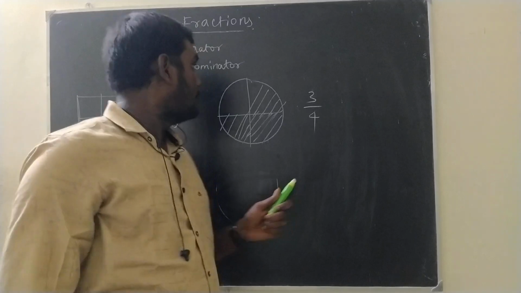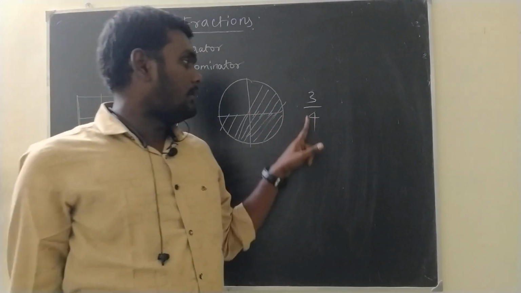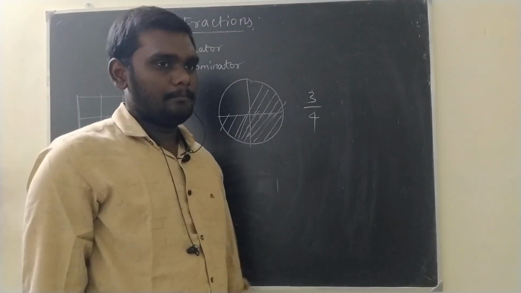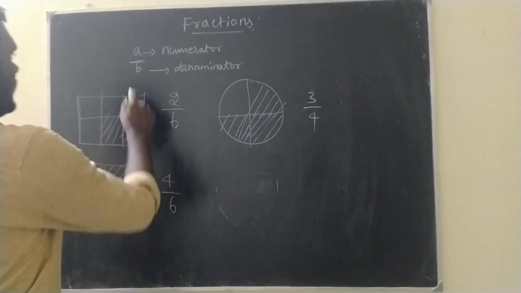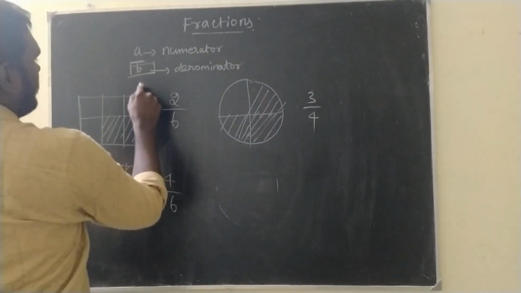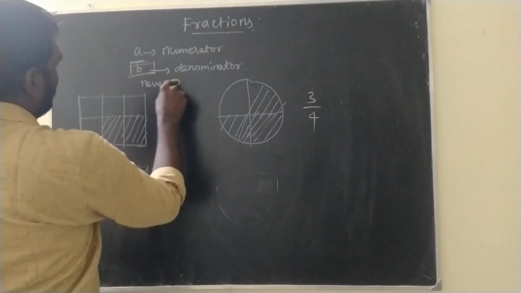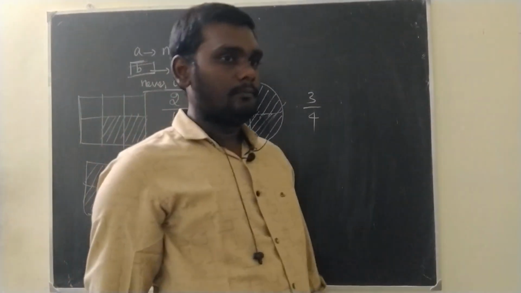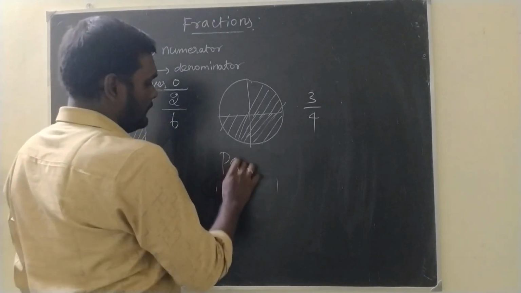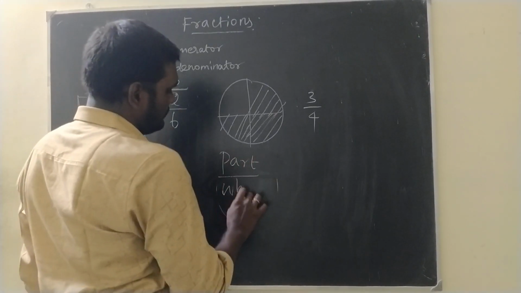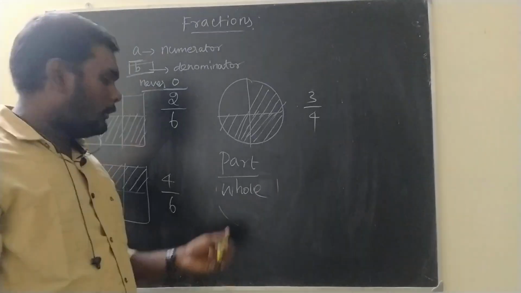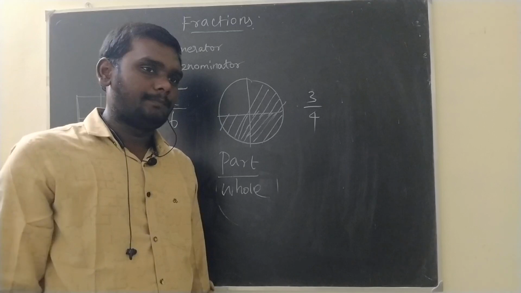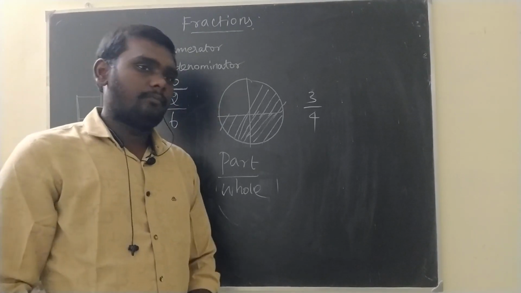In this, the upper part is called the numerator, and the lower part is called the denominator. The denominator can never be equal to 0, because a fraction denotes a part by whole. If there is nothing in the whole, how can we split it into equal parts? So the denominator cannot be 0.